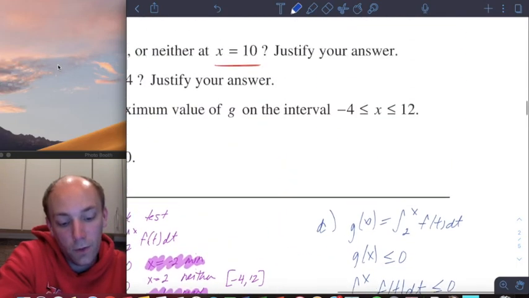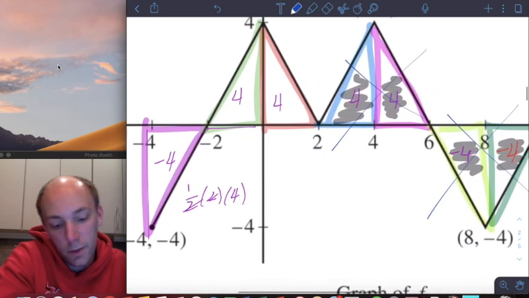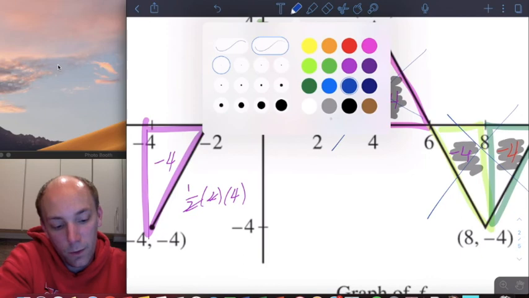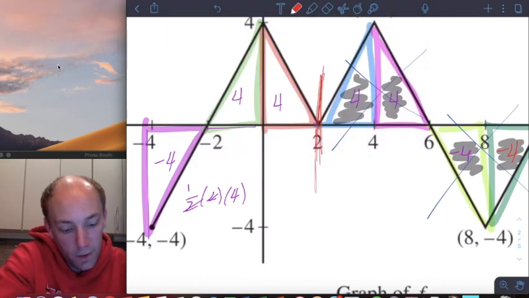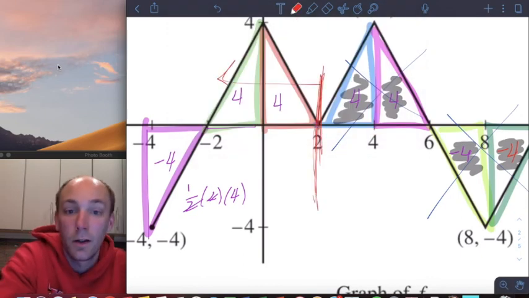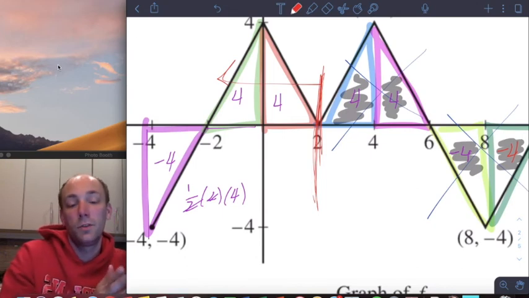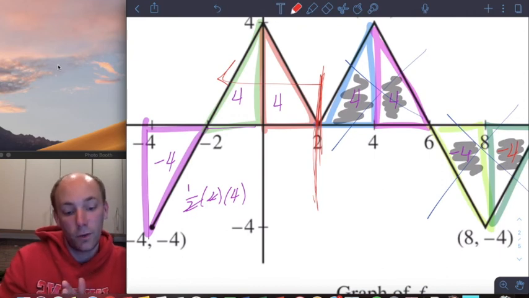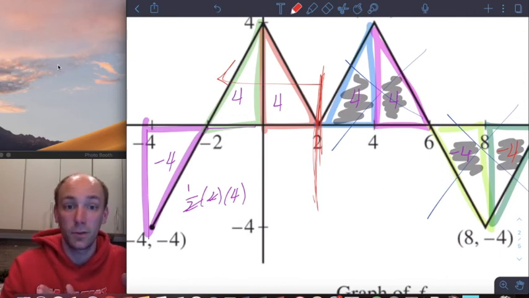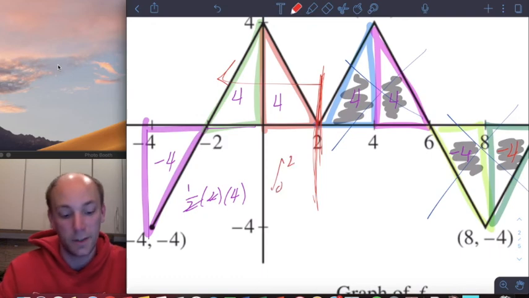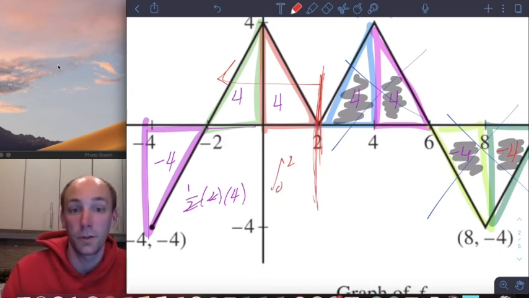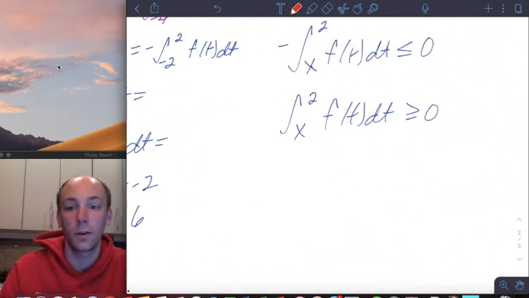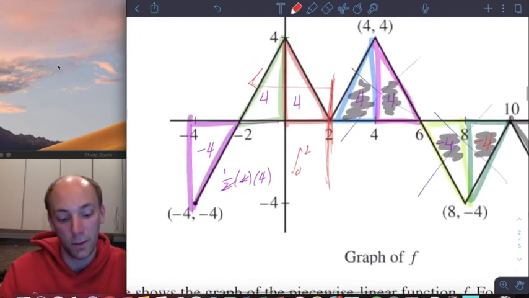Okay, so let's take a look at the graph. Now we're going to go backwards, starting at 2 and heading backwards. From 2 to 0, I have positive area. So if I take the integral from 0 to 2, that's going to be a positive area, so there's no issue there. I want it to be positive, that's what we said here. I want the integral to be greater than or equal to 0. So that's a positive area, so that's good.